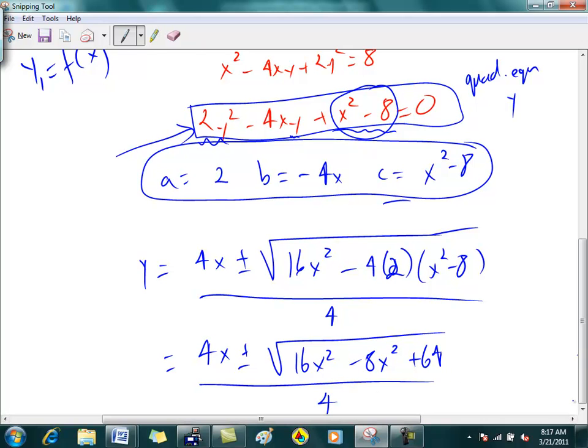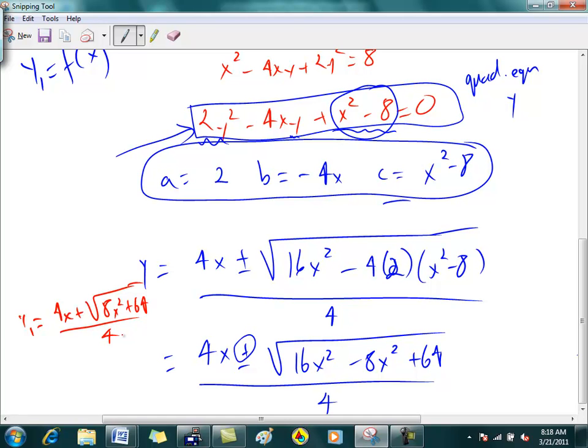All over 4. Does this make sense? 16x squared minus 8x squared plus 64. And so put the stuff with a plus sign in y1. So in other words, what you're going to get is y1 is going to be equal to 4x plus the square root of 8x squared plus 64, all over 4.